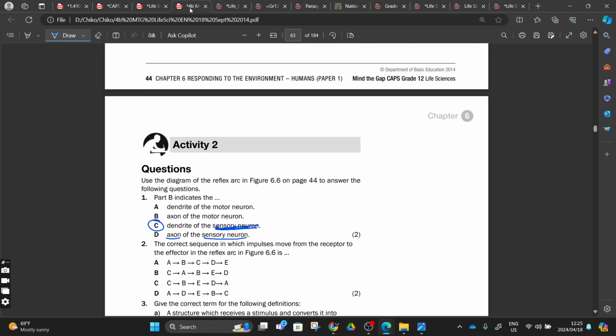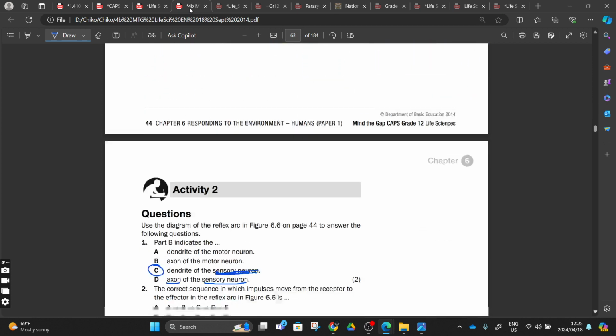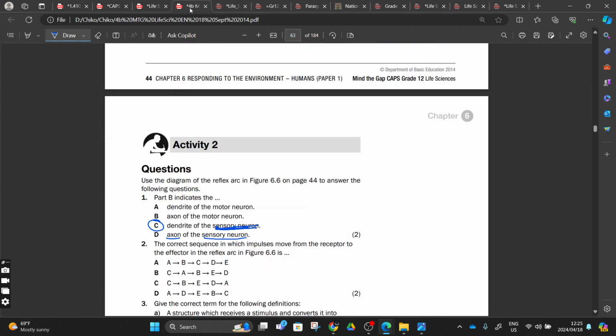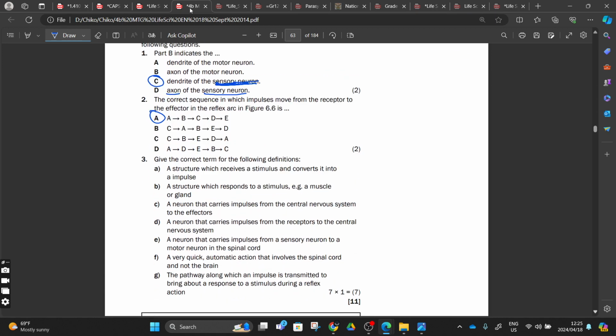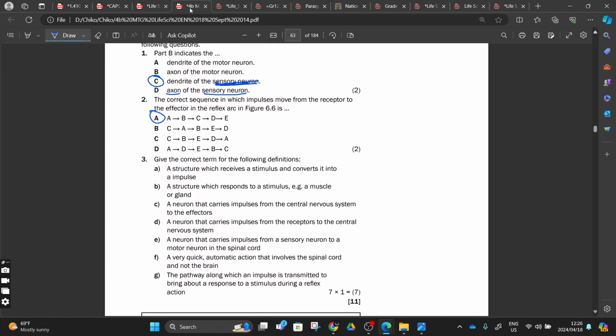And then what is the correct sequence in which impulses move from the receptor to the effector in the reflex arc in 6.6? Let's see. It will be A, sure. It will be B, sure. It will be C, sure. It will be D, and then it will be E, right? A, B, C, D, E, right? But what I want us to do here is this question. You can see the answers there, C and A, right?